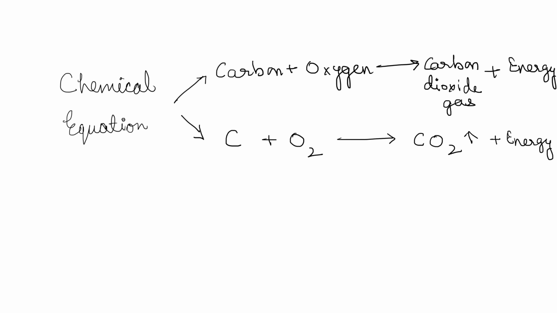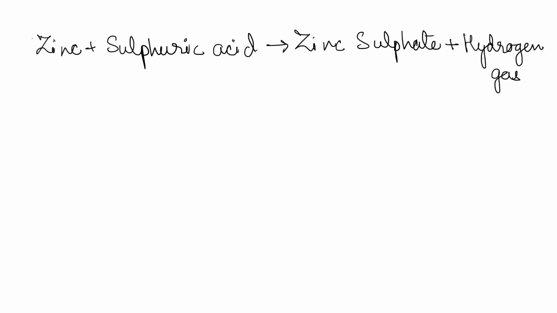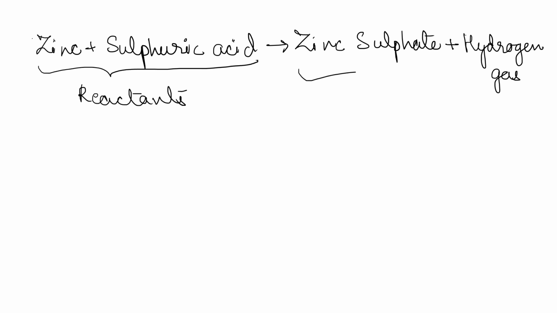So let's start with the next part, that is balancing of chemical equation. Here you can see I've written one equation. Zinc plus sulfuric acid forms zinc sulfate and hydrogen gas. So here on the left hand side of the arrow, the substances which are written, they are together known as reactants. The substances which are written on the right side of the arrow, they are together known as products.